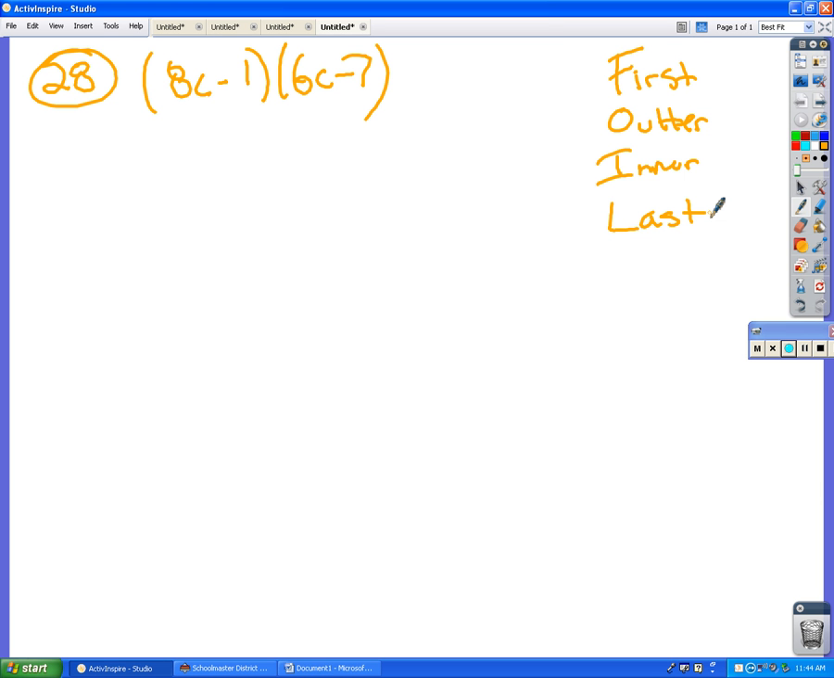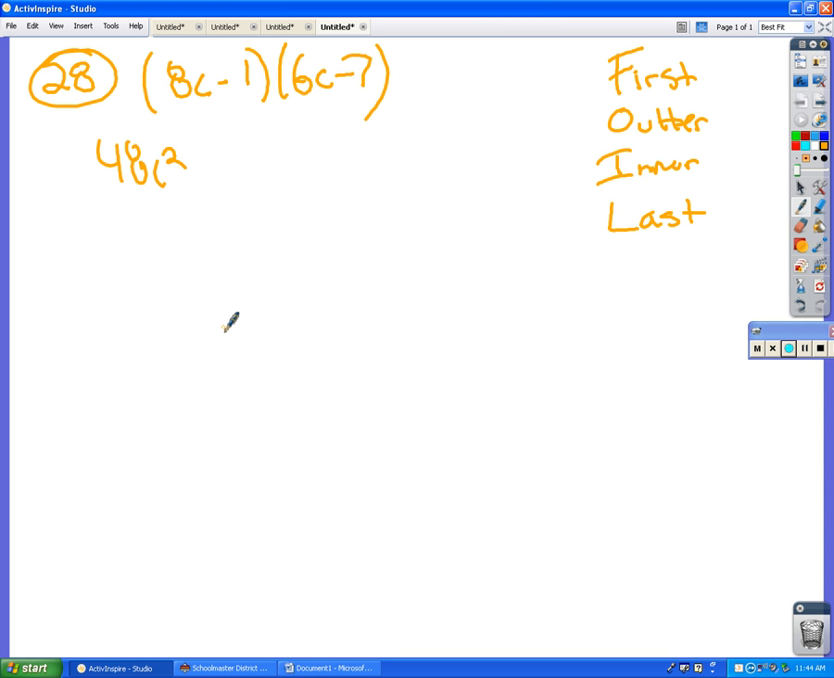Okay? So, what's the first term in this parentheses here? 8c. What's the first term in these parentheses here? 6c. And so when I multiply those two together, what do I get? 48c squared. Because 8 times 6 is 48, and c times c is c squared. This was page 489. Alright, so that was first times first.